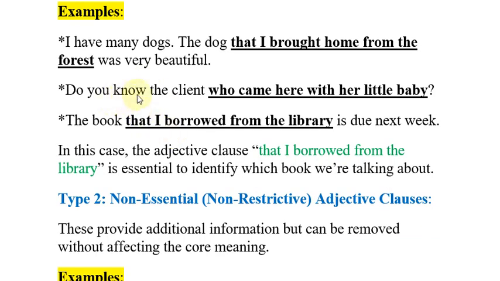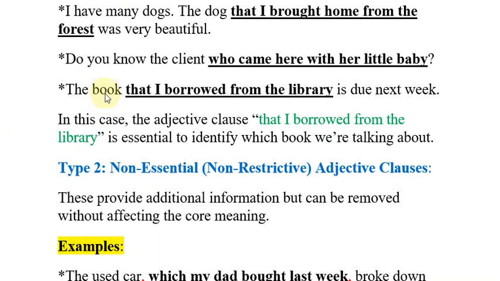Another example, do you know the client who came here with her little baby? They might have many clients, but they're talking about the client who came here with the baby. So they're talking about a specific client. This section is necessary.